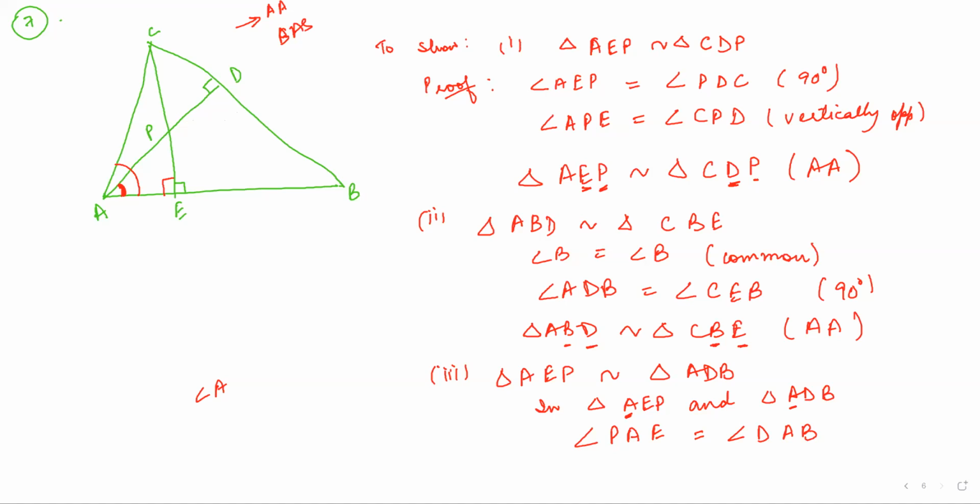Getting it? So I'm just naming it: angle AEP is equal to angle ADB, right? So this angle is equal to this one, 90 degree. This is common, meaning this part is common. Okay, so they are similar. So you can write triangle AEP is similar to triangle ADB.